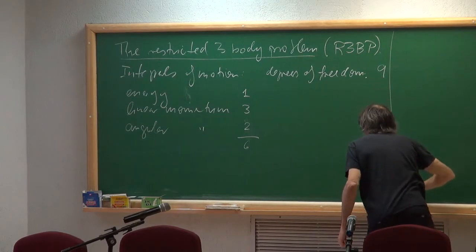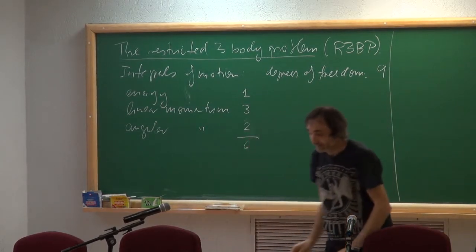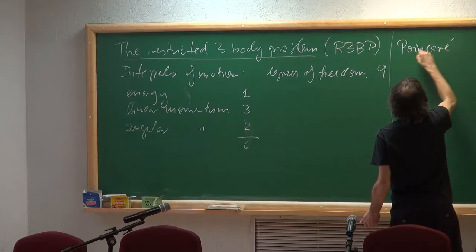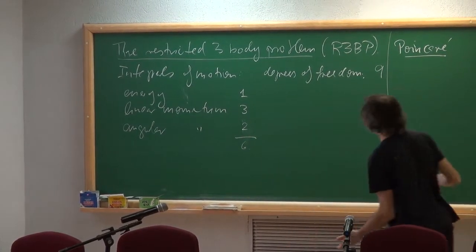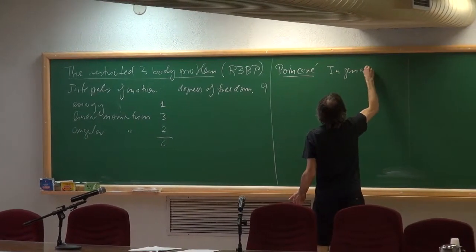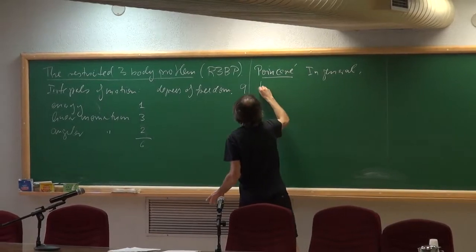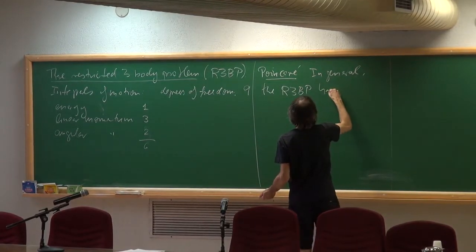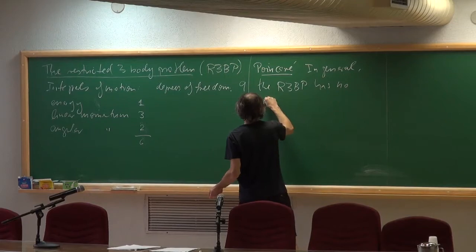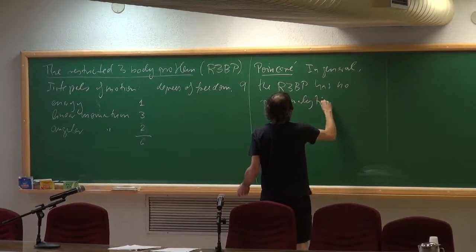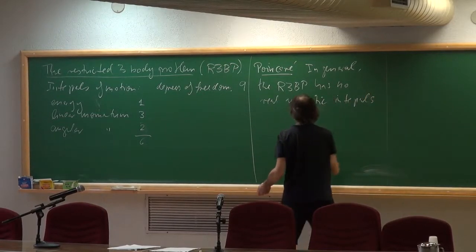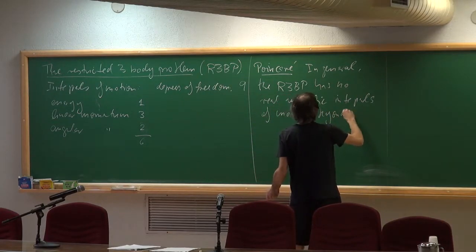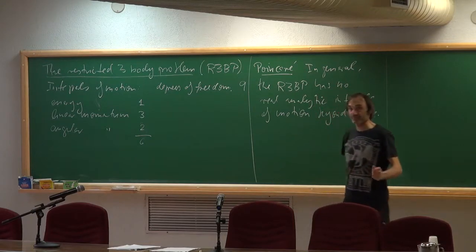And in fact, one can prove, and the first to prove that was Poincaré, that in general the restricted three-body problem has no analytic, meaning real analytic, integrals of motion beyond these.